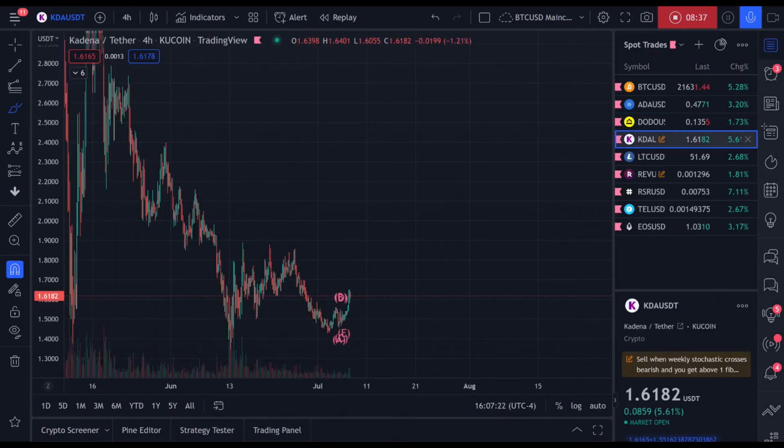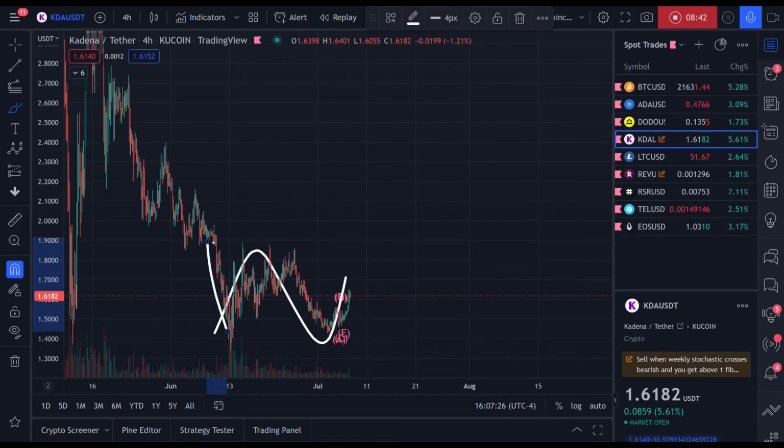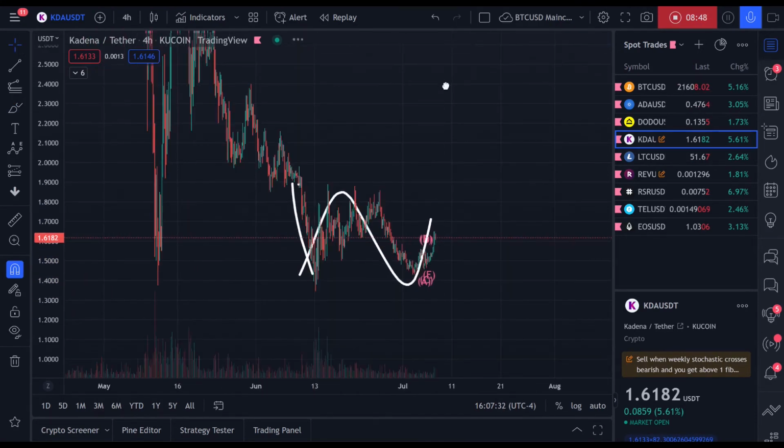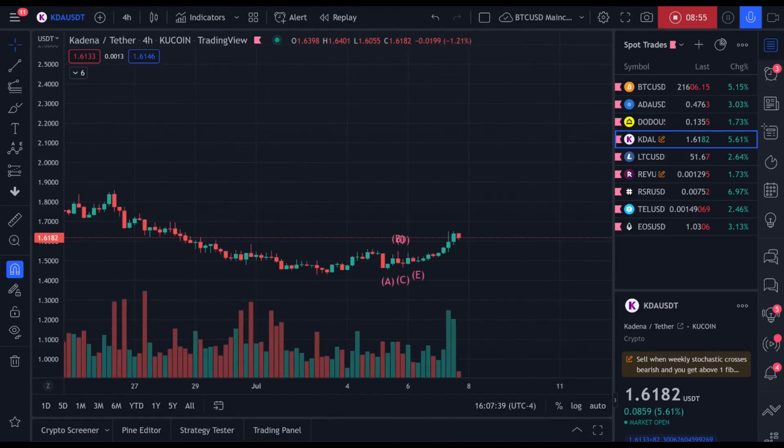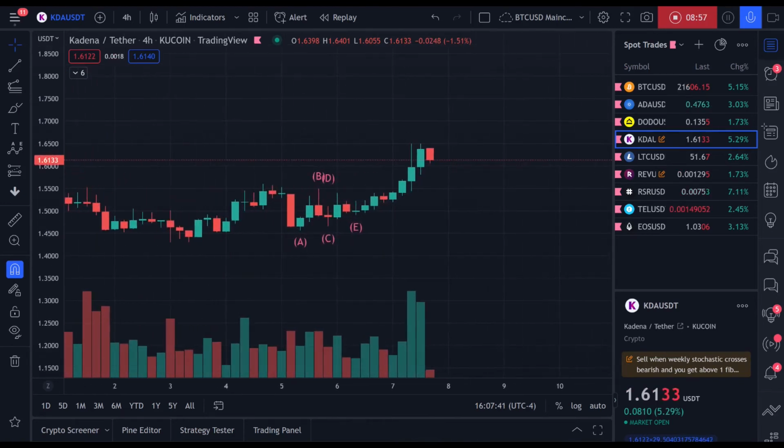Kadena, I'm seeing the same thing. Once again, it's the same thing. This is why you read price action, you understand it, and you see similarities. You see the story. The story is massive consolidation, some triangles. You see this triangle here in Kadena that I labeled.